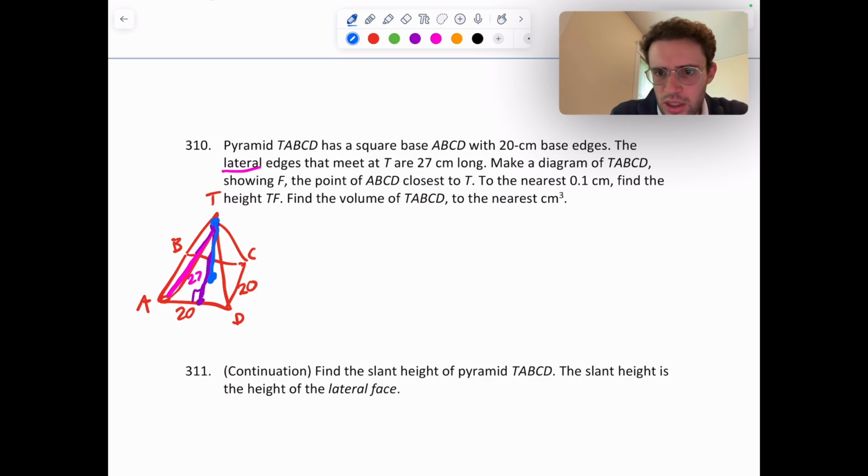So it says to the nearest 0.1 centimeter, find the height TF. Now, let's see. To do that, we're going to have to use the Pythagorean theorem 2 different times. So first, you've got, right, this lateral edge there is 27. Now we know that it's a square pyramid. So when you drop down a slant height, or when you drop down the altitude, it's going to be cutting it in half. So instead of 20, we're going to use 10 for this leg here.